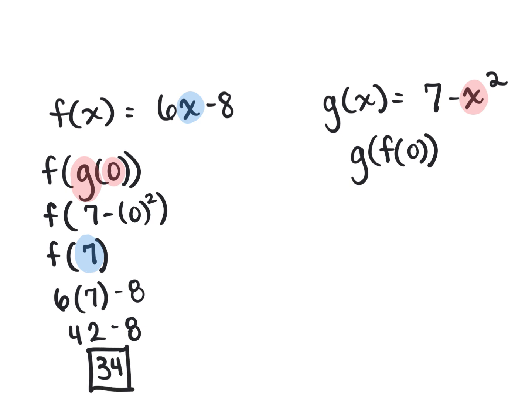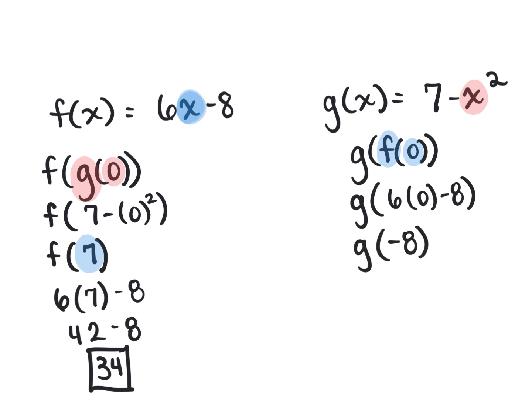So if I go in the opposite direction, it works exactly the opposite way. So this is an f of 0, so I'm plugging that in right here. The g that's out front is still there because I have not yet evaluated. So if I plug this in, I have 6 times 0 minus 8. So this is going to give me g of 0 minus 8, which is negative 8.